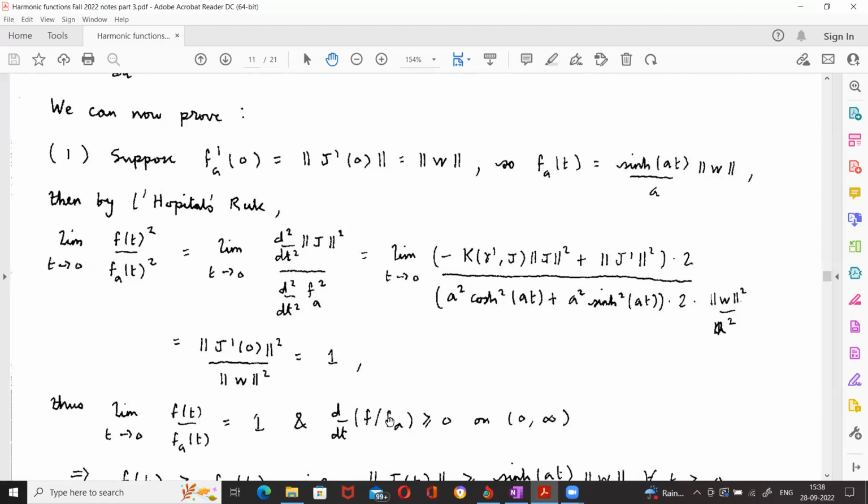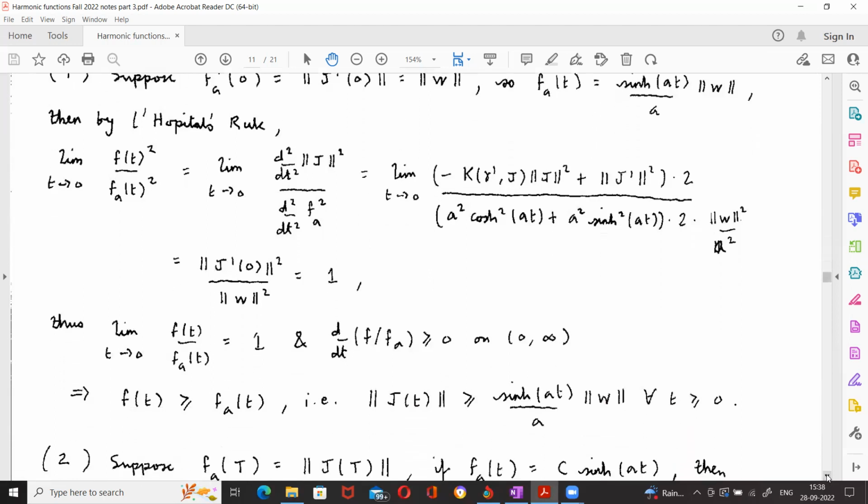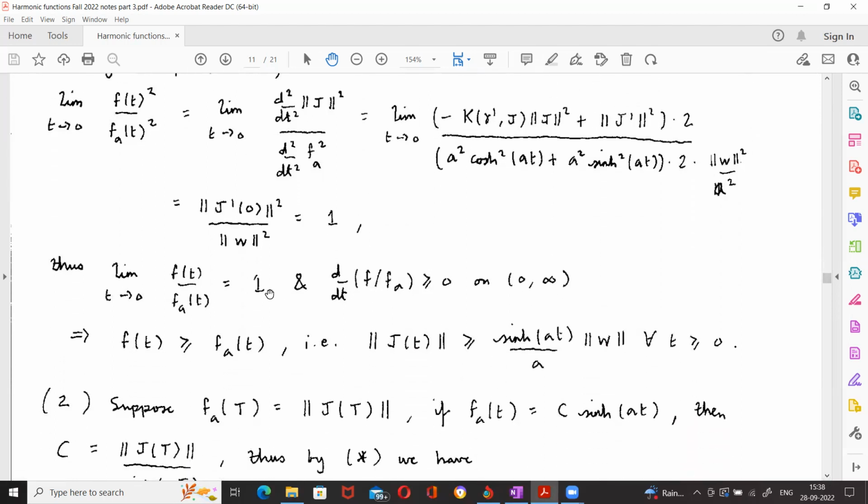And d/dt of f over fa is greater than or equal to 0 on 0 to infinity. Therefore, this means that the function f over fa is greater than or equal to 1 on all of 0 to infinity, right? So that means basically that ft is greater than or equal to fa of t. Okay, this is what we wanted to show. So therefore, norm J of t is greater than or equal to sinh at over a into norm w for all t. Okay. Is this clear?